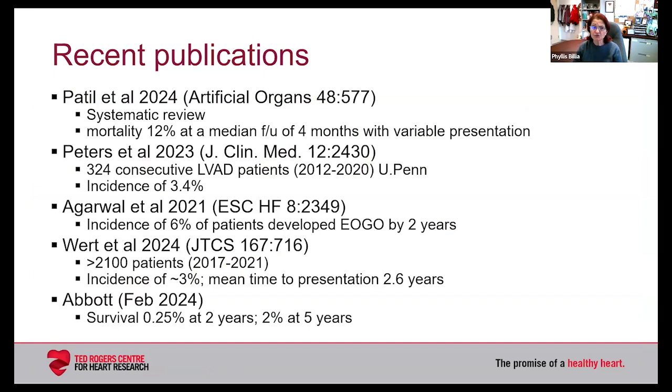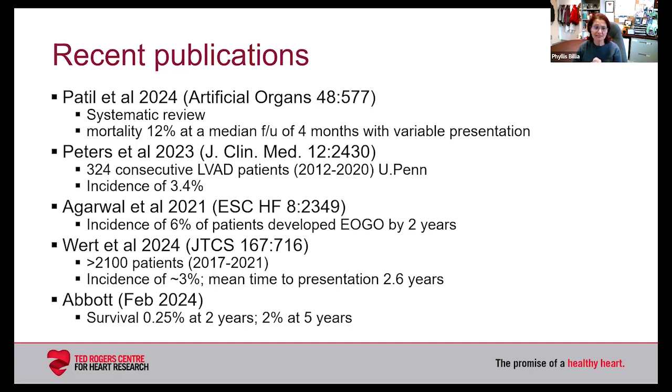The largest retrospective analysis is by Wert et al., and they looked at over 2,100 patients. Here, the incidence is approximately 3%, mostly with obstruction in the bend relief at a mean time of 2.6 years after LVAD implant. The overall mortality here, however, is 17%, attributed to the intervention.